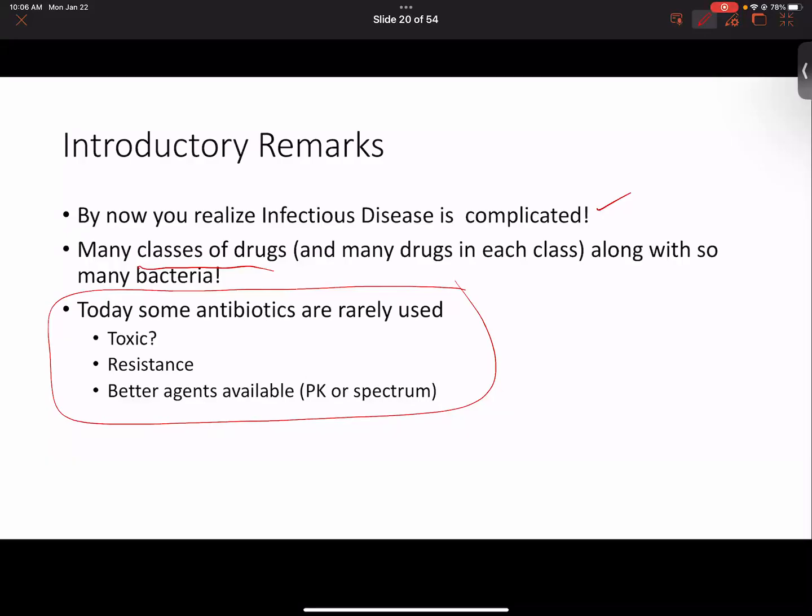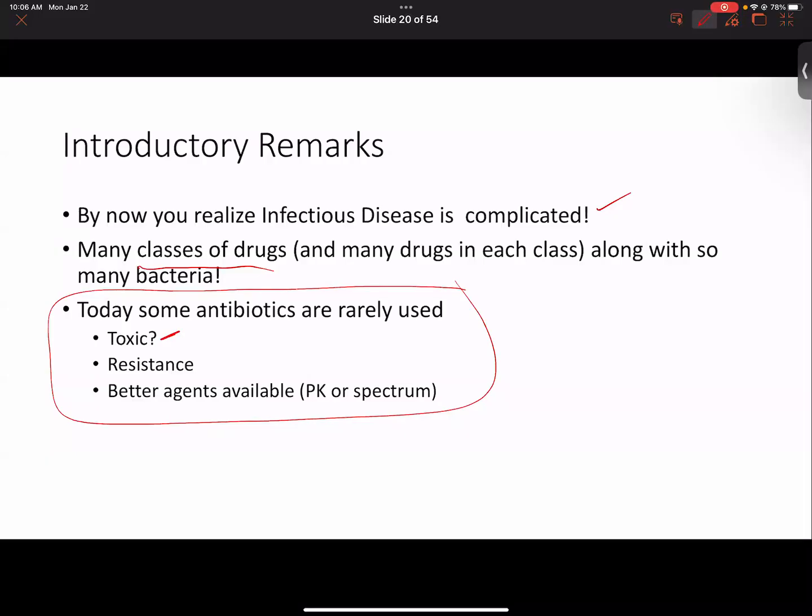And then selective pressures. Again, when that one bacterial cell has a mutation, and then you put an antibiotic on board, that one cell gets selected out from the rest because it's resistant to the antibiotic, all right? So selective pressures.